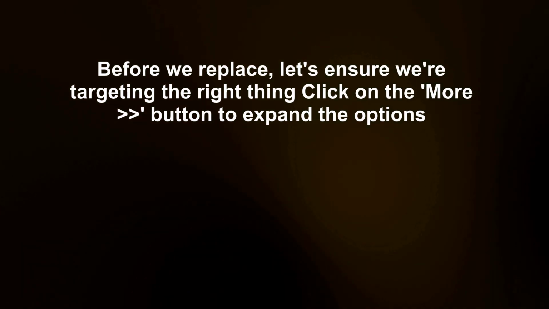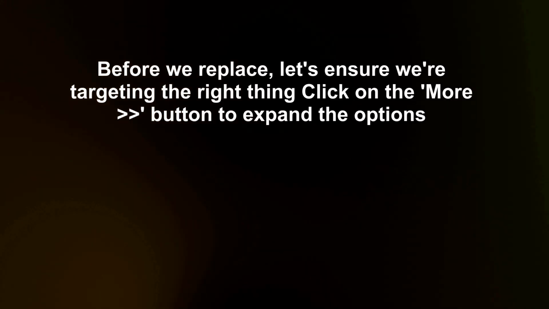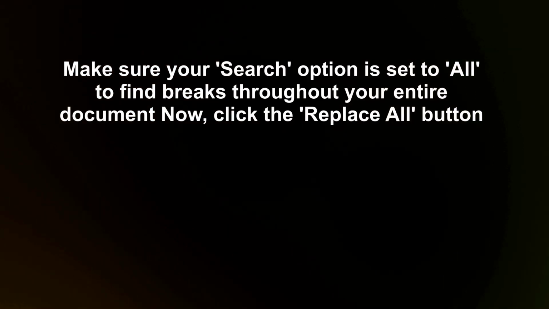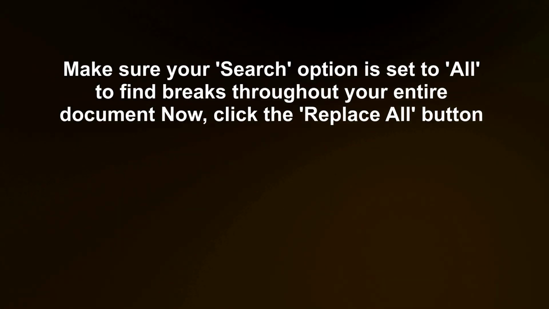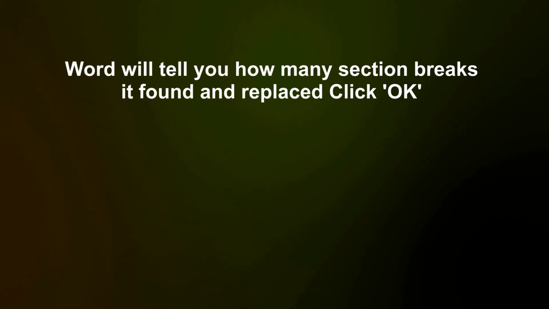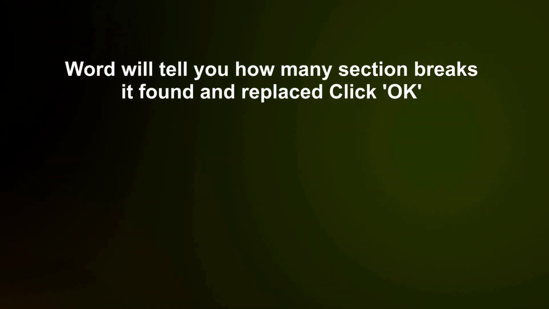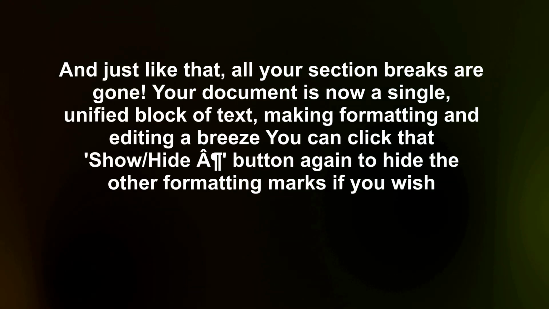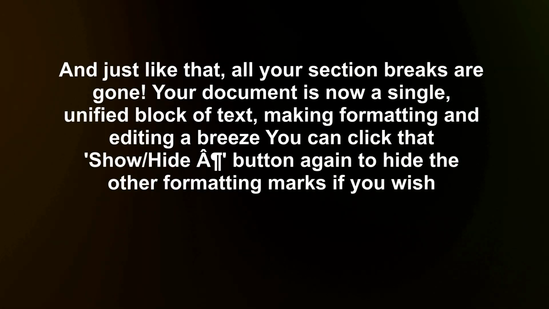Click on the More button to expand the options. Make sure your search option is set to All to find breaks throughout your entire document. Now, click the Replace All button. Word will tell you how many section breaks it found and replaced. Click OK. And just like that, all your section breaks are gone.